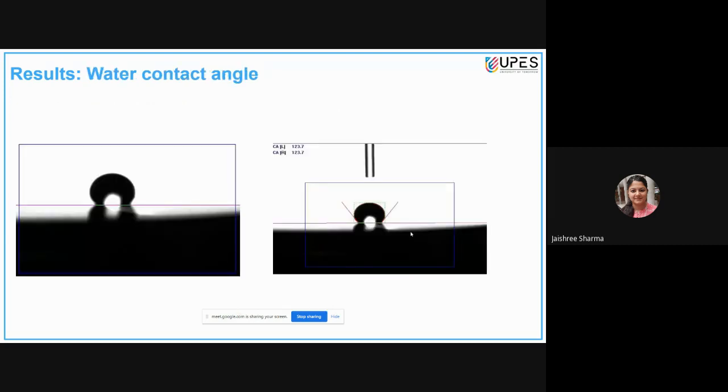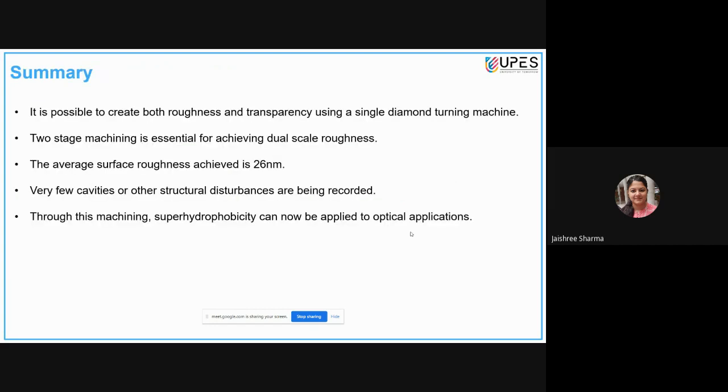After that, I calculated the water contact angle, and the maximum water contact angle obtained is 123.7 degrees. Why? Because I have only fabricated these hierarchical structures using one step machining, that is, only single surface roughness machining. Now coming to the summary part.